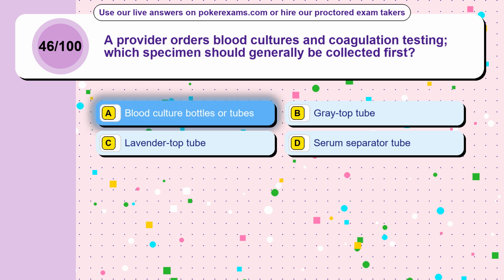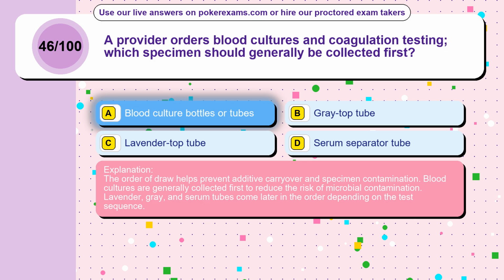The correct answer is option A. Blood culture bottles or tubes. The order of draw helps prevent additive carryover and specimen contamination. Blood cultures are generally collected first to reduce the risk of microbial contamination. Lavender, gray, and serum tubes come later in the order depending on the test sequence.